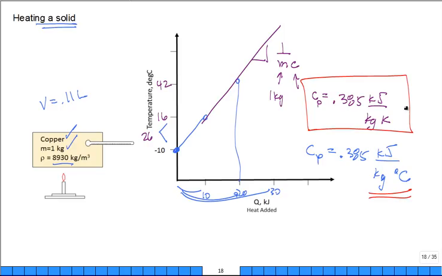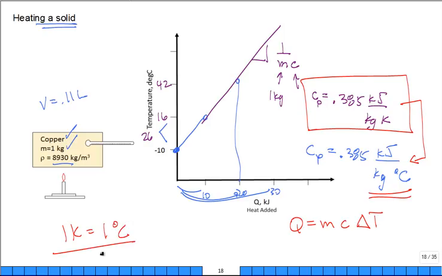So that's absolutely right. It's the same answer, because how do you use it? Q is equal to MC delta T. You never multiply by the absolute temperature. You multiply the change in temperature. And so 1 K is equal to 1 degree C. First time you saw that, you said, this is trash, whoever wrote that's wrong. This is a temperature change. The temperature change of 1 Kelvin is equal to the temperature change of 1 degree C.